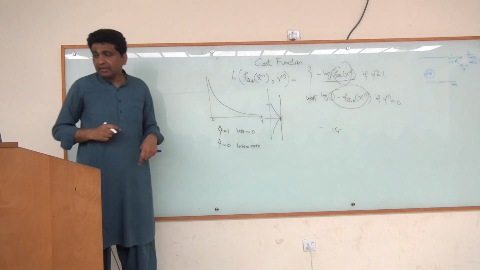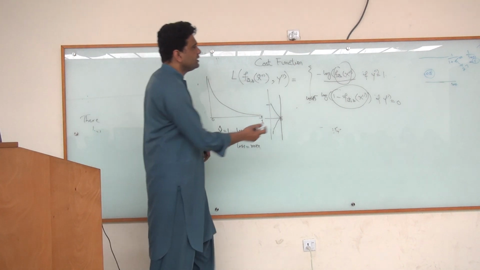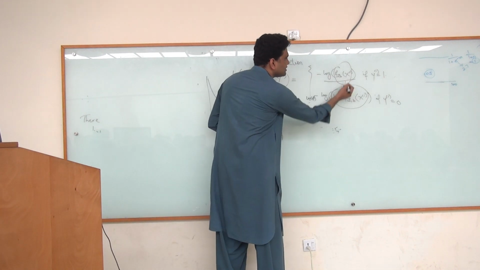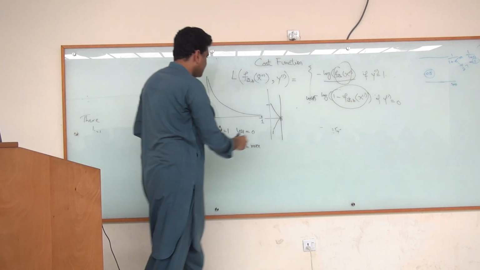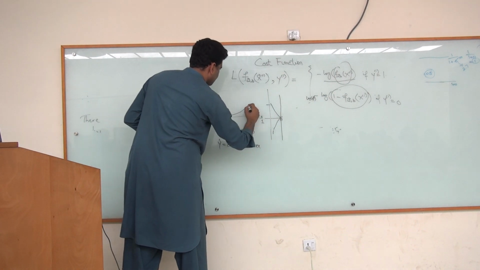Okay. On the contrary, अगर आप दूसरा केस देखें, इस केस में आप क्या करते हैं? 1 माइनस दिस कर लेते हैं, right? In this case, it will go like this, right?